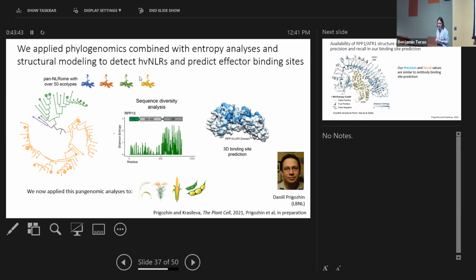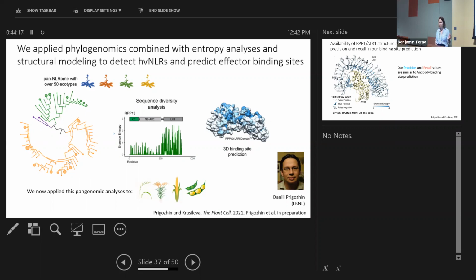But in 2018-19, the first long-read pan-NLRome of Arabidopsis came out from Detlef Weigel's lab along with others. And then soon after, there were long-read pan-genomes available for several crop species. And so we developed a workflow to analyze point mutation and natural diversity of these immune receptors by first phylogenetically grouping them.